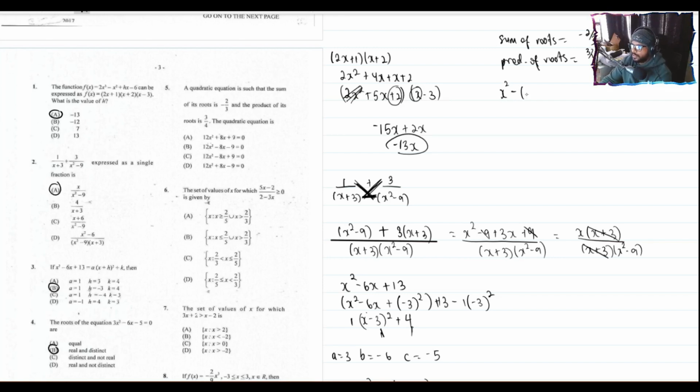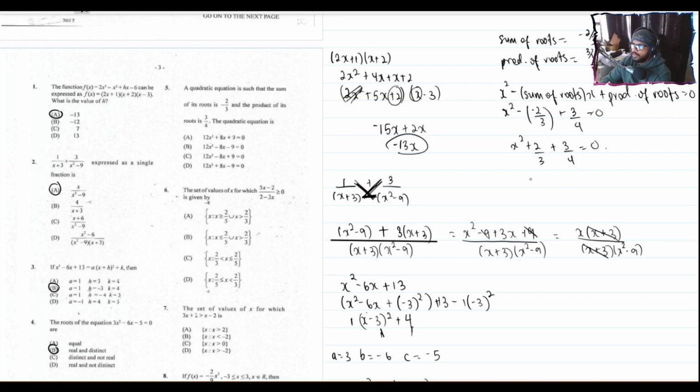is x squared take away the sum of the roots, x, plus the product of roots equals 0. X squared take away the sum of the roots, which is minus 2/3, plus the product of the roots, which is 3/4, is equal to 0. X squared plus 2/3 x plus 3/4 is equal to 0.